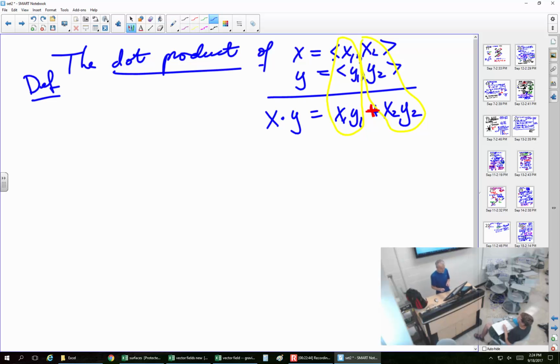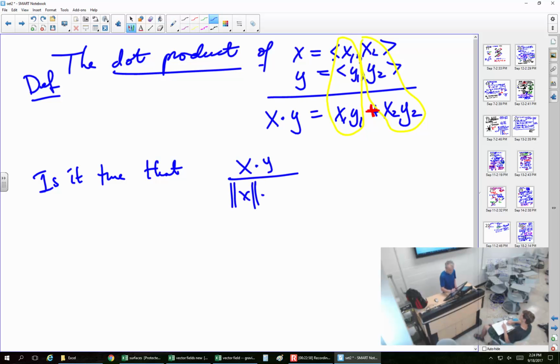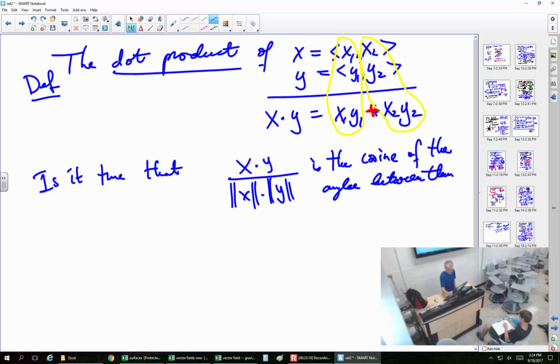Then let's verify that things work out. The idea is, is it still true that this expression, x dot y over magnitude of x, magnitude of y, is the cosine of the angle between them? And the answer is yes.